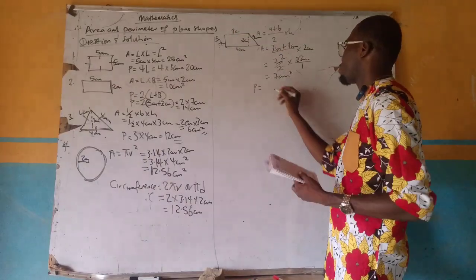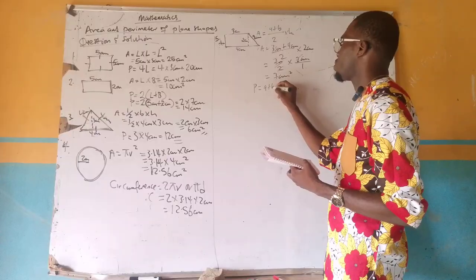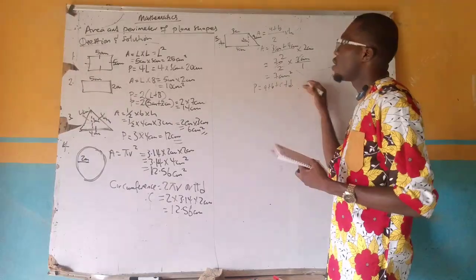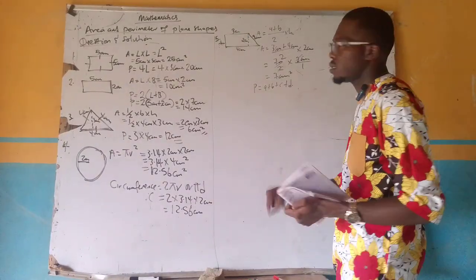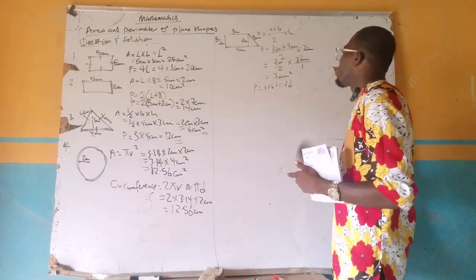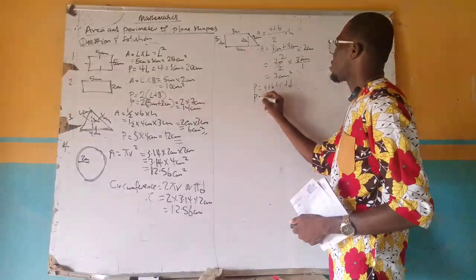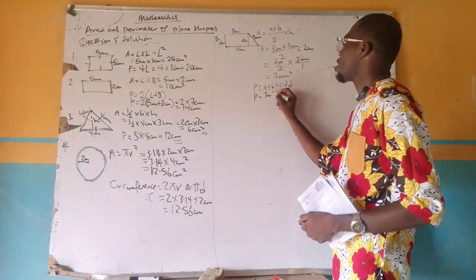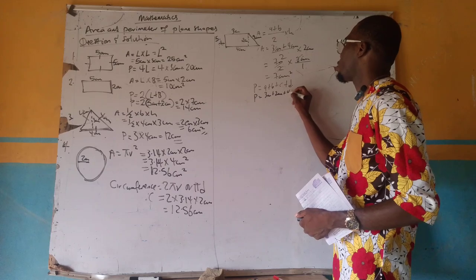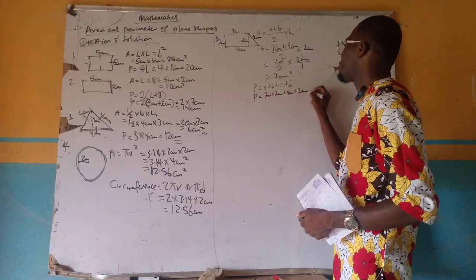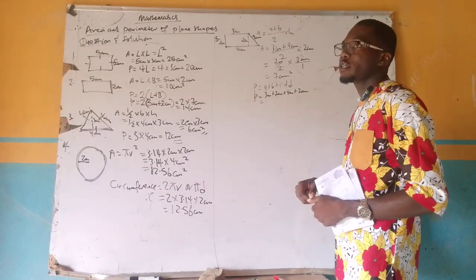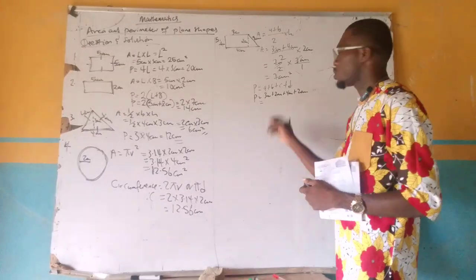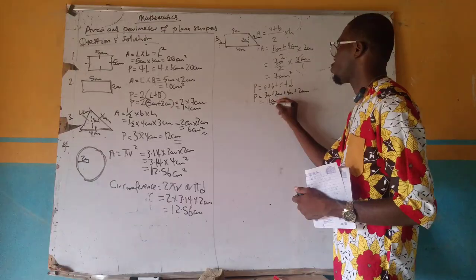So the formula for that is a plus b plus c plus d. Remember, we don't have length and breadth. These a, b, c, d simply mean the sides. So P is equal to 3 centimeter plus 2 centimeter plus 4 centimeter plus 2 centimeter. 3 plus 2 is 5, 5 plus 4 is 9, 9 plus 2 is 11. So we have 11 centimeter, no square.